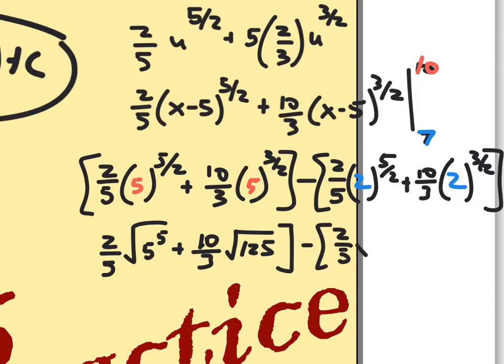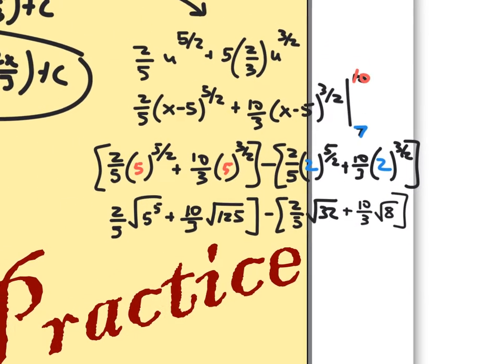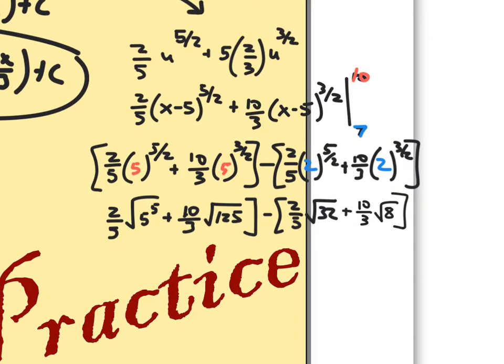The square root of 32, that's 2 to the 5th, plus 10/3. That'd be a square root of 8. Gross. Okay, you guys, I'm not going any further with that because I don't really care. But notice that I had upper limit, lower limit. When I plugged them in, then I took their difference, fundamental theorem of calculus. So let's get on to today's lesson.